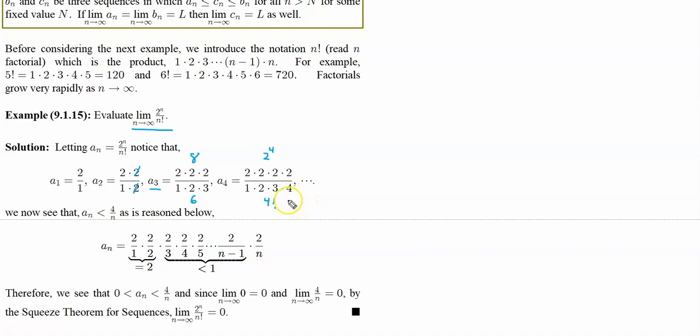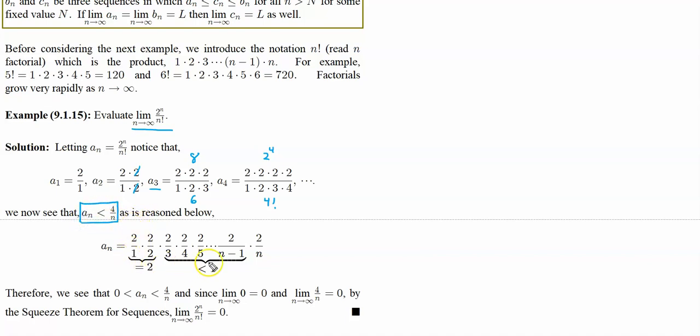Okay, well now, let's notice this result. We can actually state that a sub n is always going to be less than 4 over n. Right here we have this inequality. Now how do we get that?